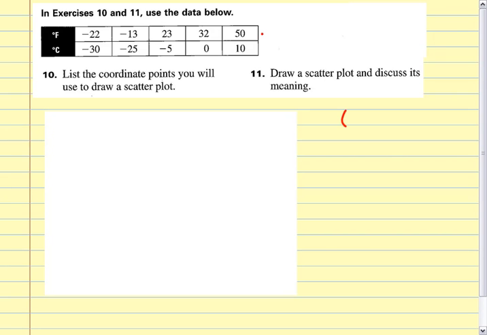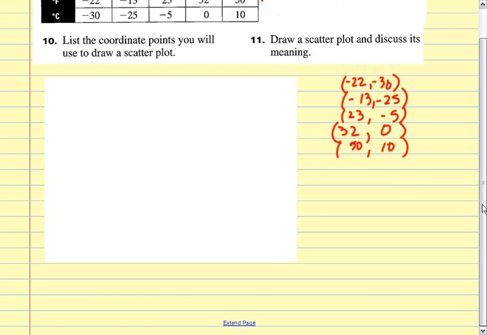So I'm going to do negative 22 and negative 30. I'll do negative 13 and negative 25. I'll do 23 and negative 5. I'll do 32 and 0 and 50 and 10. All right, I got some big numbers here for this graph, don't I? Now it says draw the scatter plot and discuss its meaning.